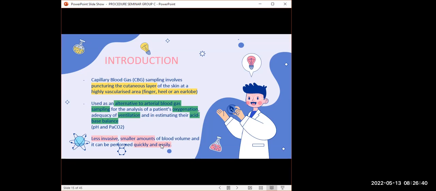Okay, thank you, Doctor. For the introduction, capillary blood gas is a sampling method that we use when we puncture the skin at a highly vascularized area, including the finger, heel, and also the earlobe of the patient.